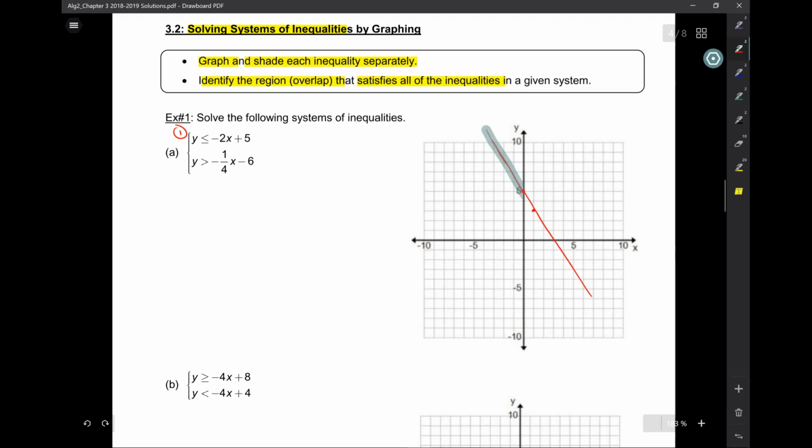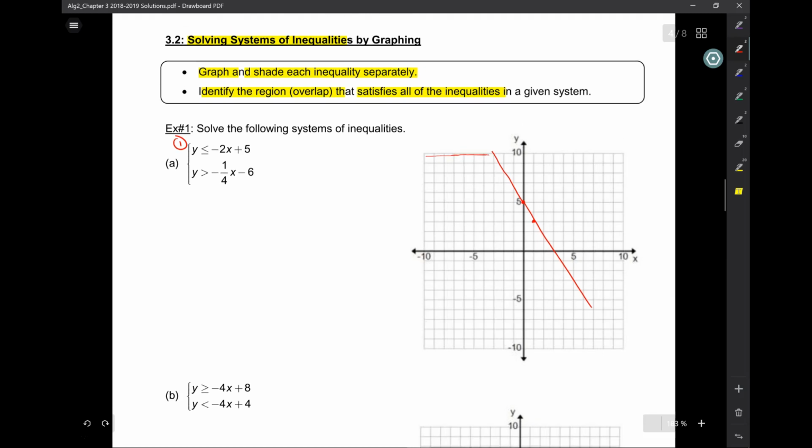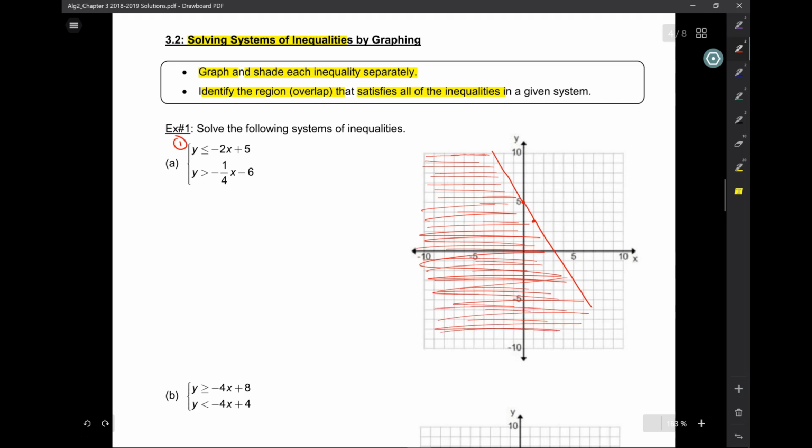Okay, so here, now it says y is less than or equal to. That means, do I shade above or below? Below. So this is the region where I'm going to shade. And it's always a little messy, but I'll show you later on how to do it so you don't have this much clutter.